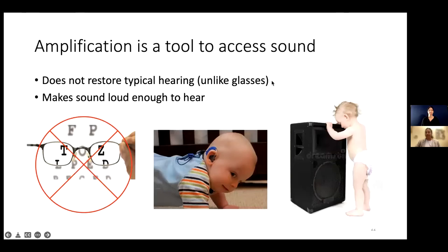Okay, before we get into amplification, I just want to preface this by saying that amplification, all types of amplification, whether it's hearing aids, air conduction hearing aids, bone conduction hearing aids, cochlear implants, are a tool to give your child access to sound. Amplification does not restore typical hearing. Okay, so this is very different than glasses. A person has blurry vision, they can't see quite right, you put on glasses, and it's good as new. Hearing is not like that at all.